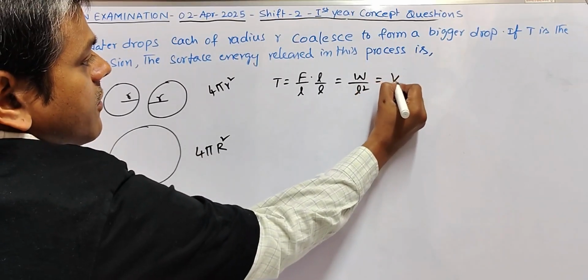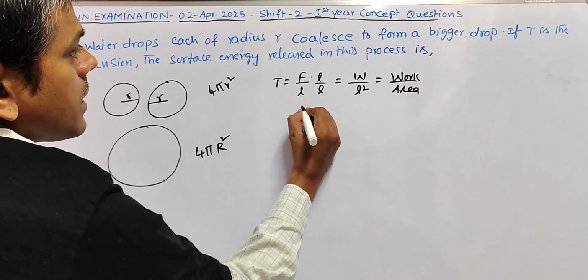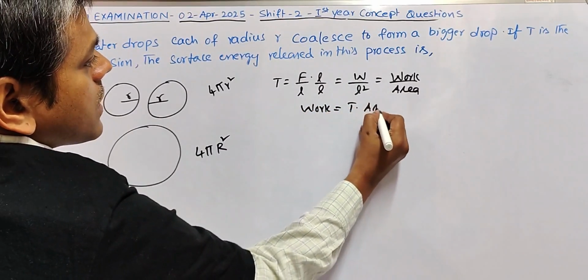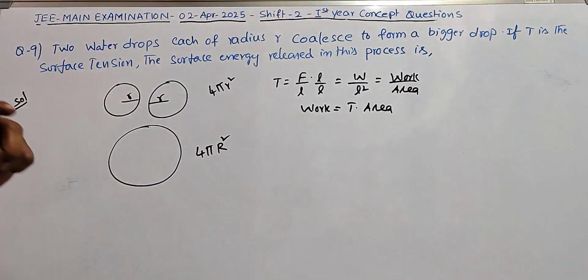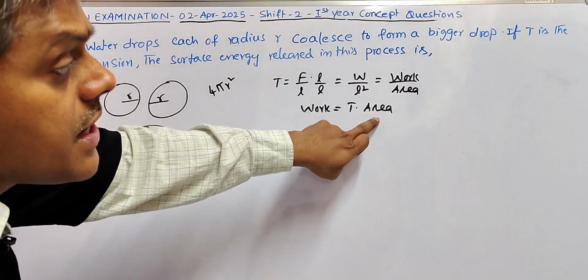L square. That means what? Work by what is that? Area. So the work is equal to what? Surface tension into area. Okay, why? Because the work done is numerically equal to surface tension when area is equal to what?